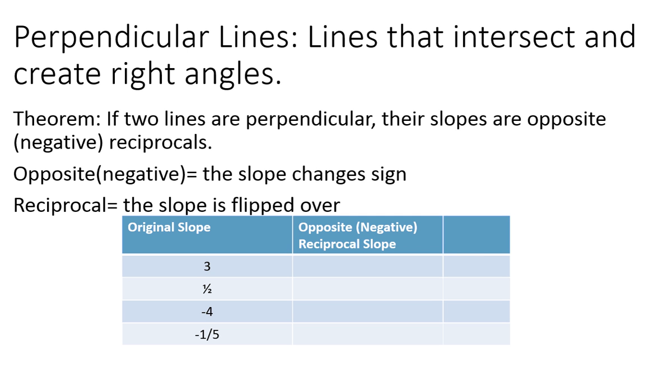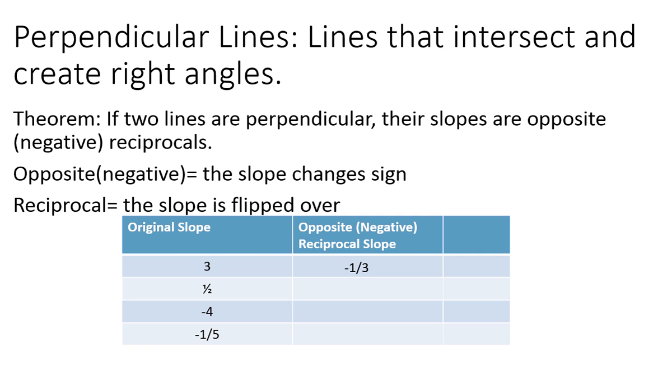So reviewing, if two lines are perpendicular, their slopes are going to be opposite reciprocals. So they have to satisfy both criteria. So let's look at an original slope of 3. Well, 3 is positive. So our perpendicular slope is going to have to be negative. And technically, 3 is actually 3 over 1. It's the same thing because when you divide by 1, it's equal to itself. And so flipping it over, doing the reciprocal, will be 1 over 3. So our perpendicular or opposite reciprocal slope will be negative 1/3.